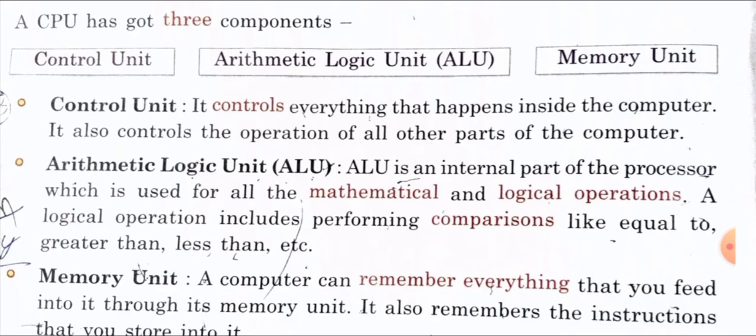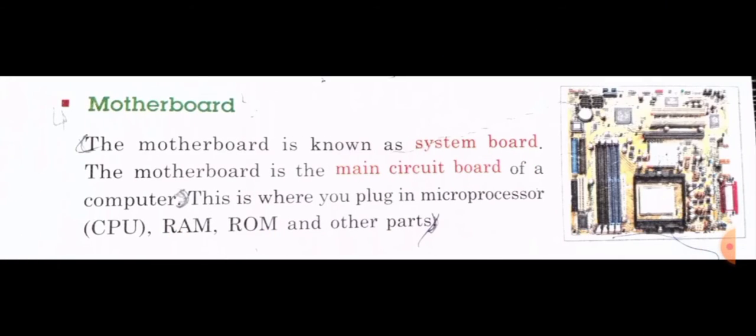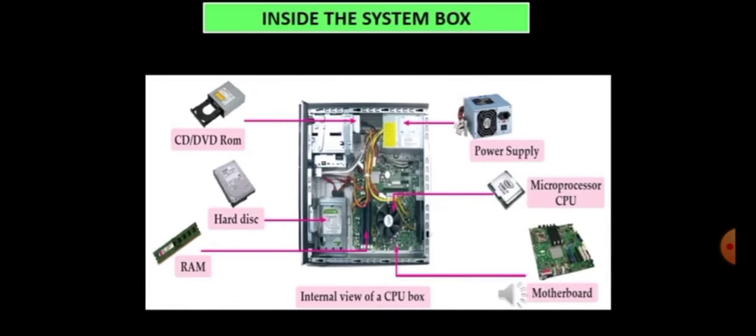Next is the motherboard. The motherboard is known as the system board. The motherboard is the main circuit board of a computer. This is where you plug in the microprocessor, CPU, RAM, ROM, and other parts. Look at this side. This is the motherboard's picture. And the motherboard is also known as the system board.